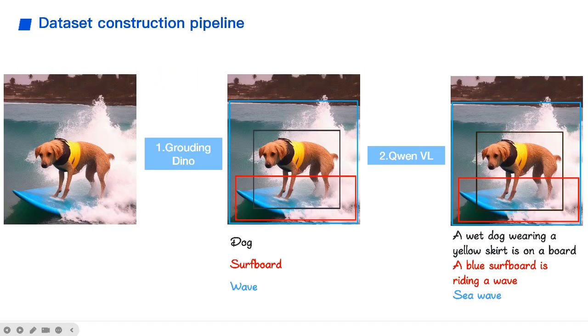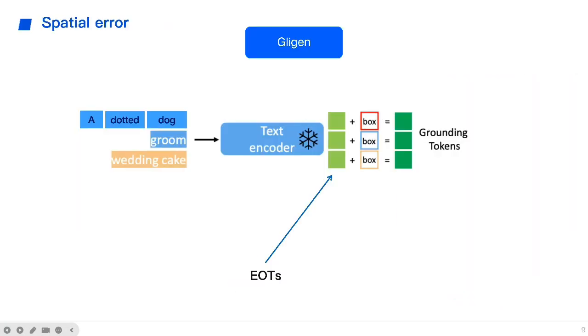So what's the solution? The idea is very simple. Let's build a new dataset that actually contains detailed descriptions for each instance. Specifically, we start by using Grounding DINO, an open-set object detector, to identify all the entities in an image and extract their bounding boxes. And now we have a high-quality dataset.